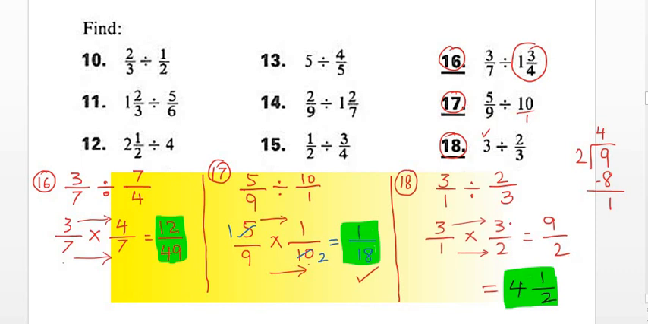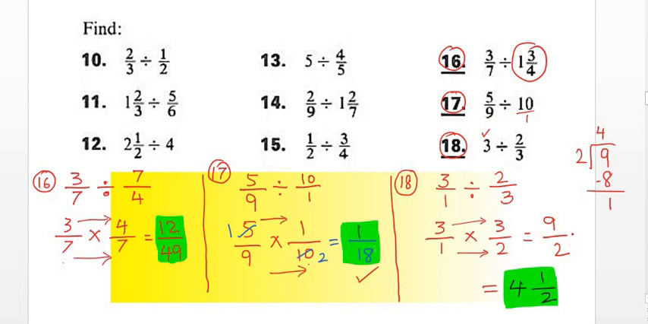Now most of the students think that this 3 and this 3 can also be simplified with each other. Remember, whenever you are simplifying, you have to take one number from the numerator and one number from the denominator, not the numbers that are both in the numerators or both in the denominators. They cannot be simplified with each other, right? So 2 times 1 will be 2.